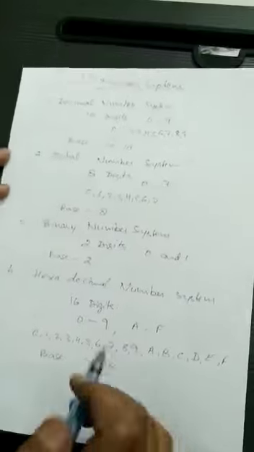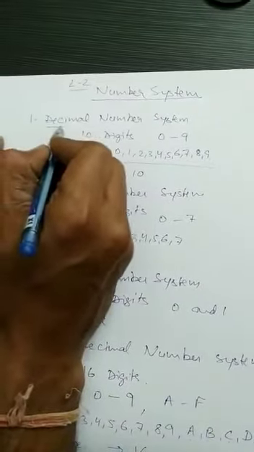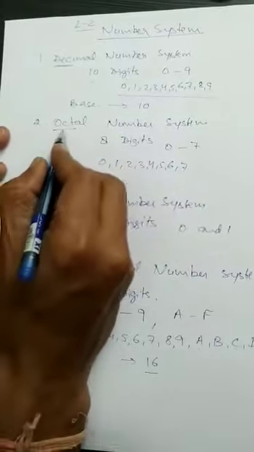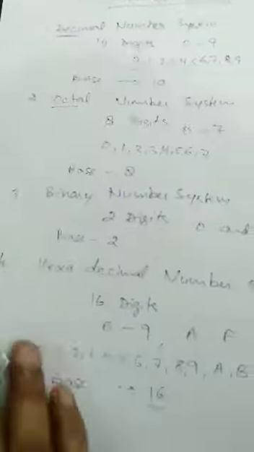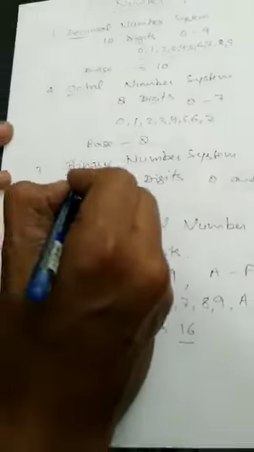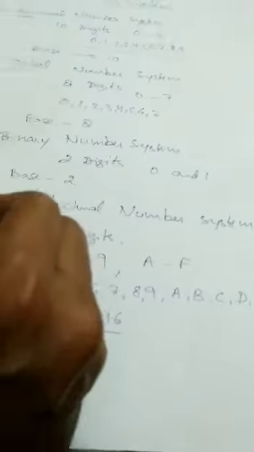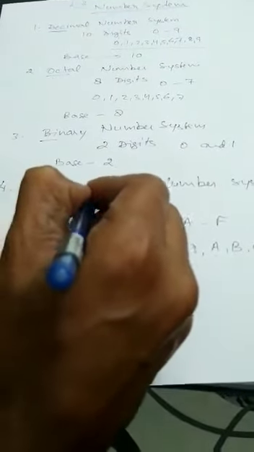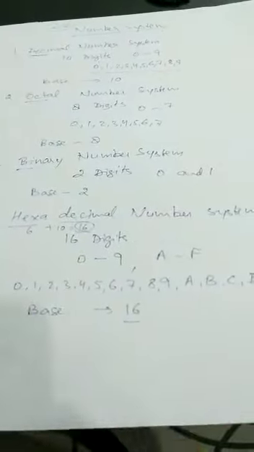Now come to the main point. In the decimal number system the word is dec. Dec means 10. So it has 10 digits. Second is oct. Oct means 8. So it has 8 digits, base is 8. Third is binary. Bi means 2. So it has 2 digits, base is 2. Last one is hex and dec. Hex is 6, dec is 10, that is equal to 16. So it has 16 digits and its base is 16.